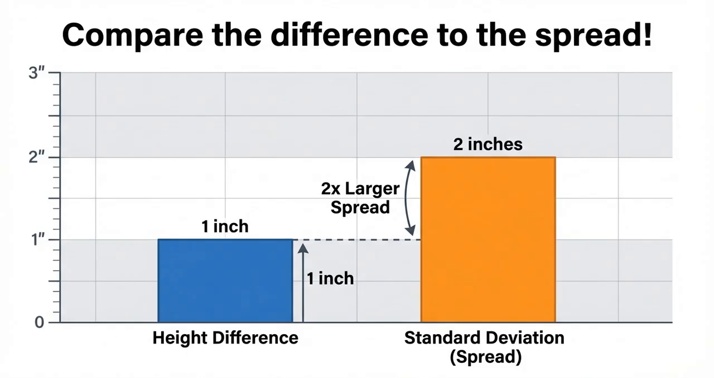We know the average height difference is 1 inch, and let's say that the standard deviation of the heights is 2 inches. If that 1 inch difference is much smaller than the 2 inch standard deviation, then that 1 inch difference is likely to be because of random chance. But if the 1 inch difference is significantly greater than the 2 inch standard deviation, then it becomes more likely the populations really have a difference.